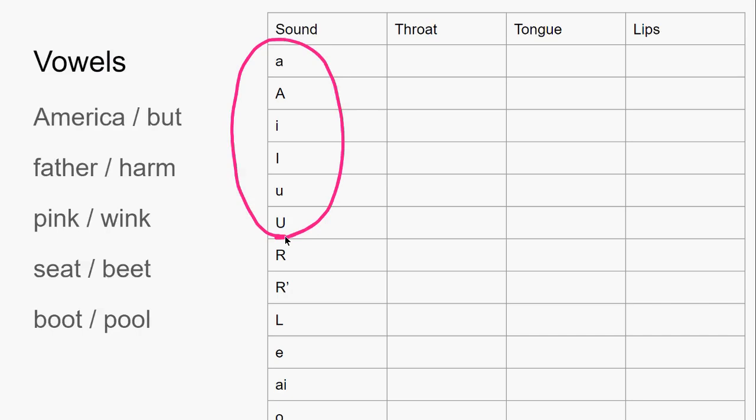Relaxed throat, tongue is also relaxed. There's no movement as such. There's no special effort of the tongue, and the lips are in natural position.